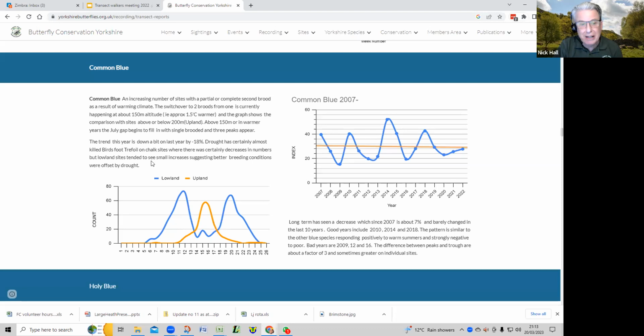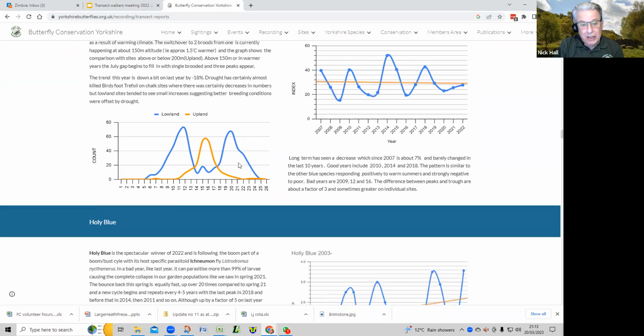Another very interesting thing when you move, like common blue, the reason it's become more abundant is that on the lowlands it has two broods, and in the uplands it only has one brood. And you find that changes. So you see on the lowland there's a little lump here which corresponds with the lump of the upland. So a proportion of the species is doing one generation, but the vast majority are doing two. And as the weather changes from year to year, that percentage also changes.